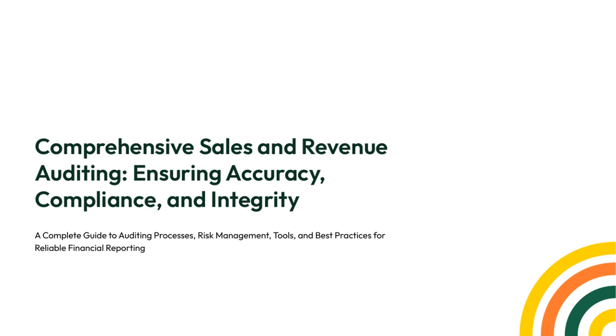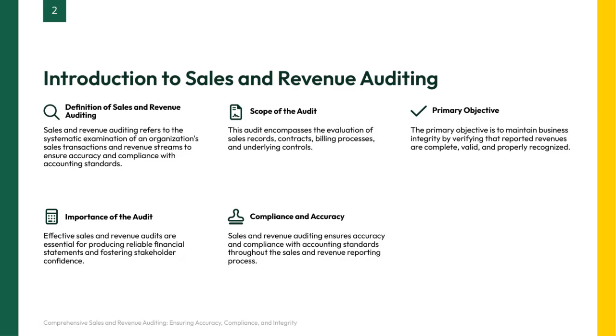your reporting. Sales and revenue auditing is essentially the careful and systematic review of a company's sales transactions and revenue streams. The goal here is to make sure everything is accurate and aligns with established accounting standards. This process covers a wide range of areas, including examining sales records, contracts, billing procedures, and the internal controls that support these activities. At its core, the main objective of this audit is to uphold business integrity by confirming that the revenues reported are complete, valid, and recognized correctly.